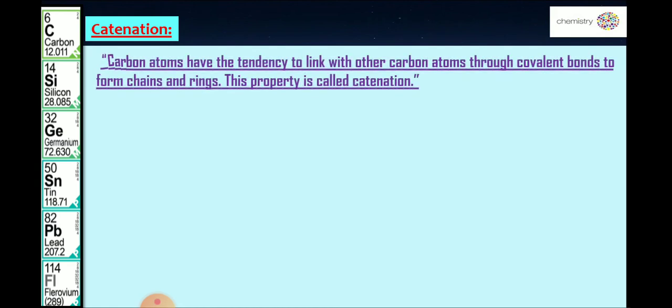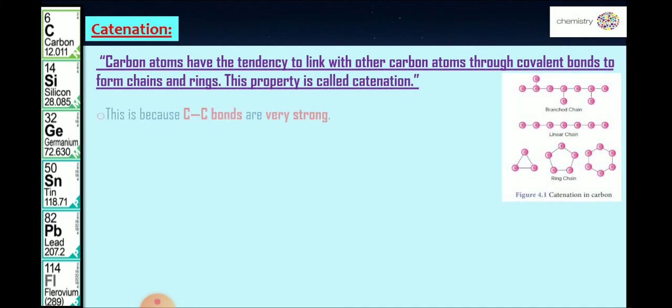Carbon atoms have the tendency to link with other carbon atoms through covalent bonds to form chains and rings. This property is called catenation. Carbon has a unique tendency to link with other carbon atoms. Likewise, it forms a very long chain of carbon atoms through strong covalent bonds, and even carbon-carbon bonds form rings, cyclic structures also. This property is called catenation.